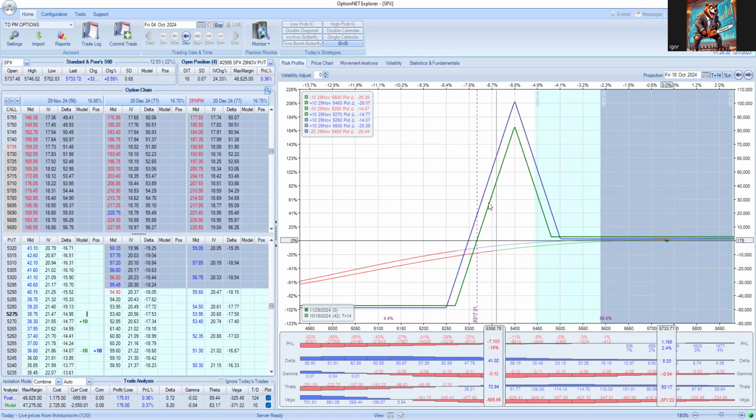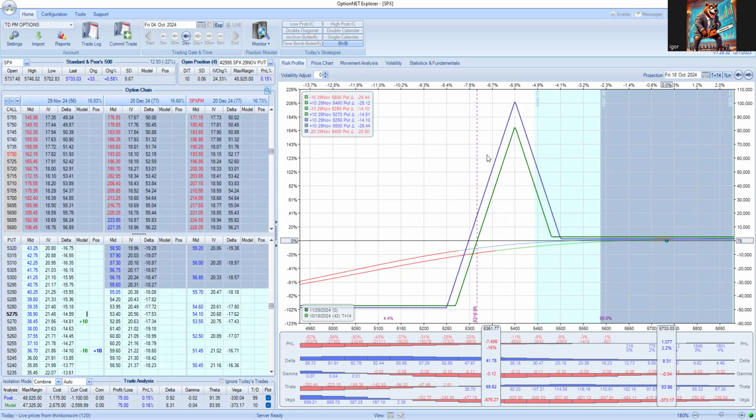So I'm giving up the potential profit inside the tent in exchange for a little bit more premium on the upside, but I'm also keeping my total risk or my Reg T risk in check, right? My goal is to keep my Reg T risk under $50,000. So I'm giving up some of the profit inside the tent, and I'm okay with that because I'm not looking to hold this trade until expiration.